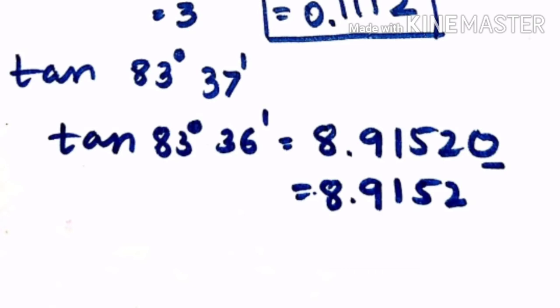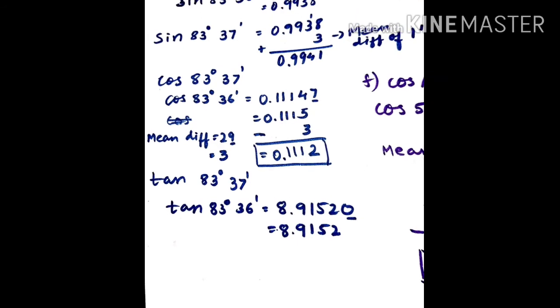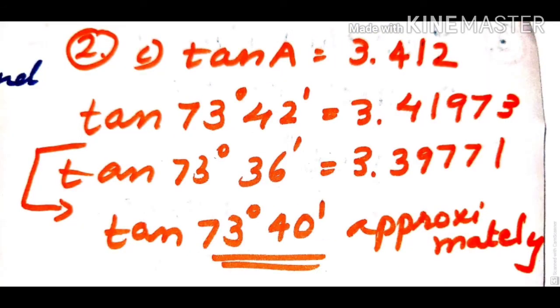Why? Because here the mean difference is already sufficiently accurate. It means we will not add or subtract anything. For tangent we always add, but here there is nothing to add. So our final answer, tan 83 degree 37 minute, is found, that is 8.9152. Now the rest of the questions you have to find in this way only.